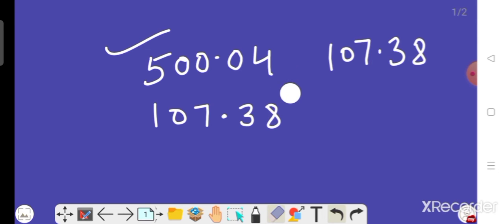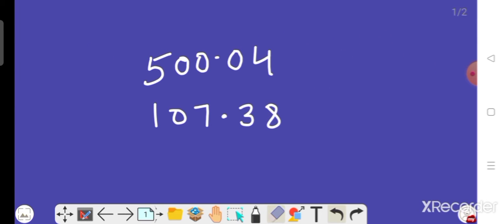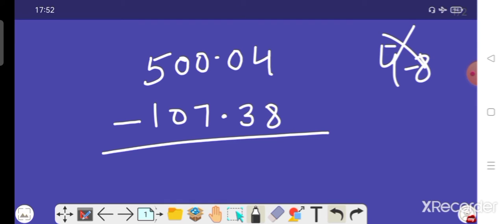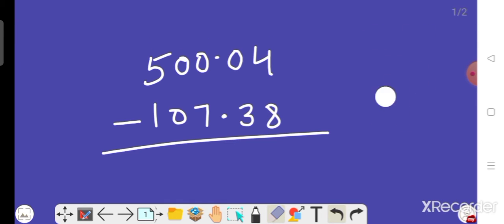Now as in addition, we have to start subtraction from the right side. Now look here, 4 minus 8 is not possible. So what we have to do? We have to take carry from 0. If we take carry from 0, this is not possible. Then we have to move to the other 0. Again we are unable to take the carry. Then we have to move further to the next digit. Again the digit is 0. Here we are also unable to get the carry. Now we will take the carry from 5.